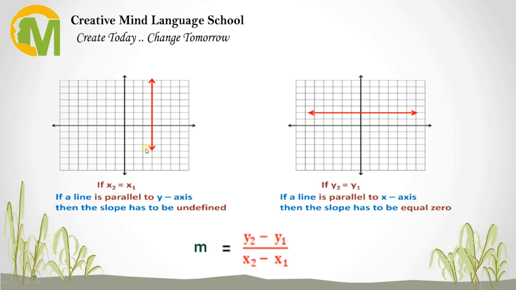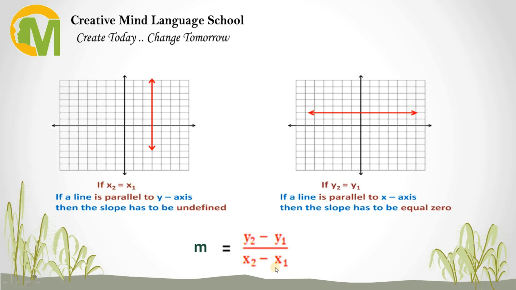What about if the straight line is going in a vertical way, or parallel to the y-axis, or perpendicular to the x-axis? If x2 equals x1, here the difference between x2 and x1 is 0. If a line is parallel to the y-axis, then the slope has to be undefined. We have heard the word undefined before. It means meaningless or has no value, because we said here that x2 equals x1.